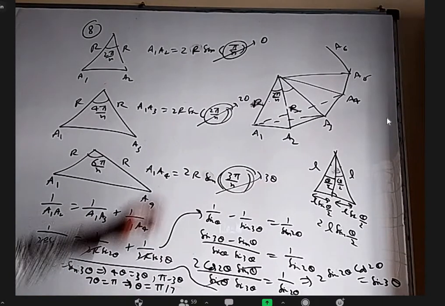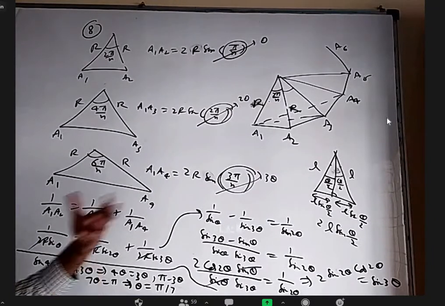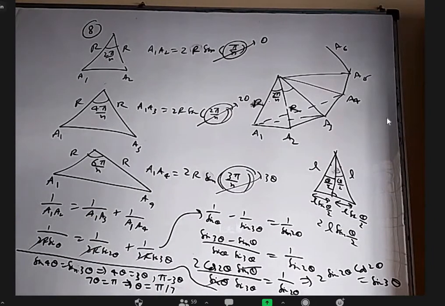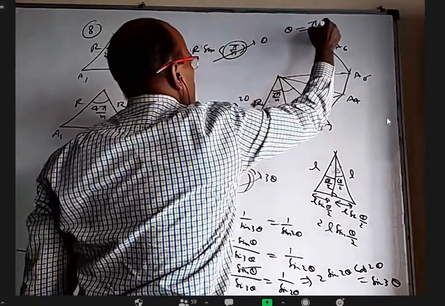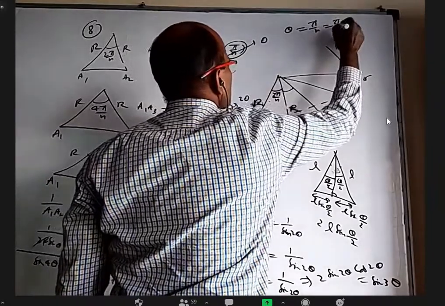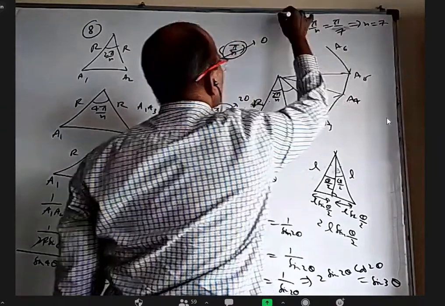Okay, so our pi by n that we started with is actually pi by 7. So n equal to 7. So it must be a heptagon or septagon, 7 sides. Finally we got theta equal to pi by n, which is pi by 7. So n equal to 7.